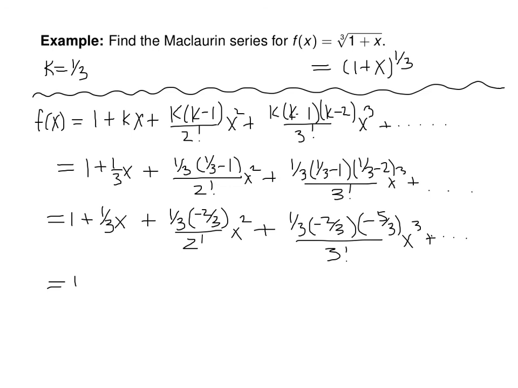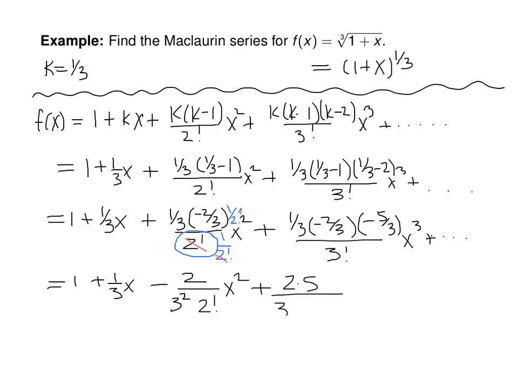So that's 1 plus 1/3 x. Now minus 2 over 3 squared times 2 factorial. One kind of tricky kicker is that this 2 factorial, to get that out of the denominator, you multiply by 1 over 2 factorial, 1 over 2 factorial. These cancel, and this 2 factorial is actually in the denominator, times x squared. Next we'll have plus 2 times 5 over 3 to the third times 3 factorial x cubed.